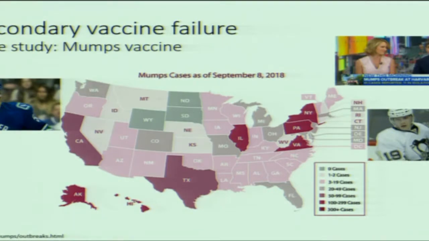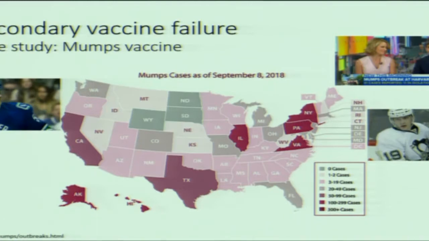Most have been concentrated in college campuses, though there have been some well-publicized cases in the National Hockey League as well. And there's been a lot of interest in figuring out why mumps vaccine is failing. I can tell you that it remains incompletely characterized. There's some thought that maybe it's because of inadequate cross-neutralization of the currently circulating mumps virus strains by the antibodies induced by the live attenuated mumps virus in the vaccine.